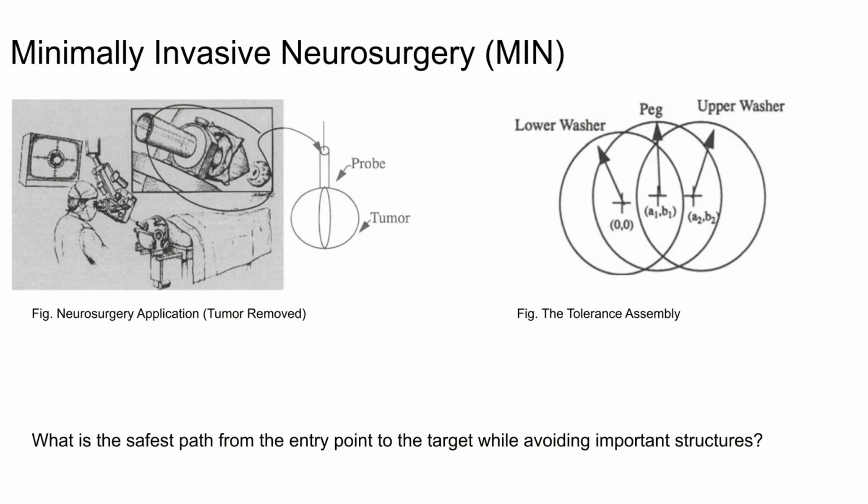The challenge is that surgeons need to answer a geometric question. What is the safest path from the entry point to the target while avoiding important structures? This is where mathematical modeling becomes valuable. The surgical pathway can be represented using geometric objects. The trajectory can be represented as a line, and the surgical access pathway can be represented as a cylinder. Therefore, the same types of intersection problems studied in computational geometry become relevant in a clinical setting.